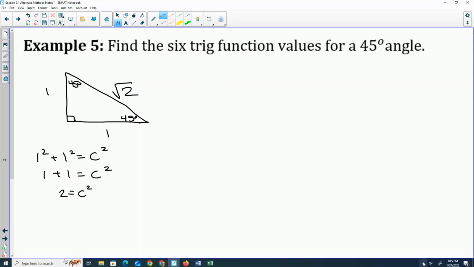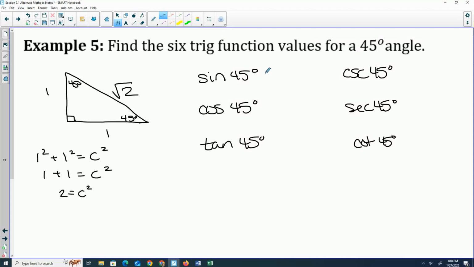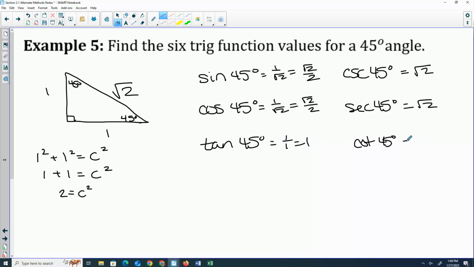All right, take a second and see if you can write down all 6 trig functions for 45 degrees. What did you get for the sine of 45? Because it's 1 over the square root of 2, so radical 2 over 2. Which means cosecant of 45 is? What's the cosine of 45? Because sine and cosine are cofunctions, and 45 plus 45 is 90. They're the same. So secant is radical 2. What's the tangent of 45? And cotangent then is 1. All right. Did we get those?